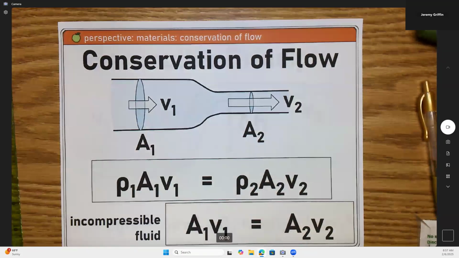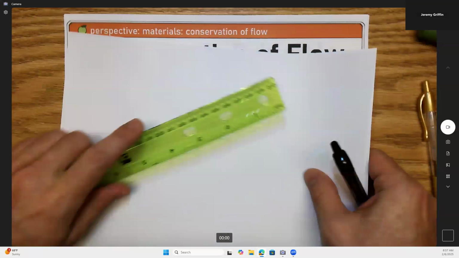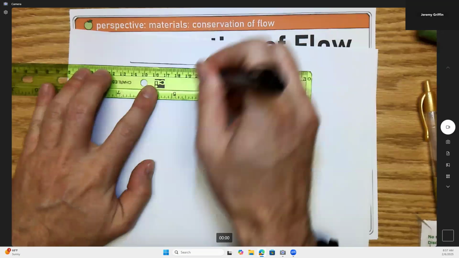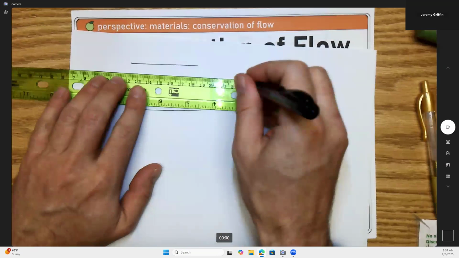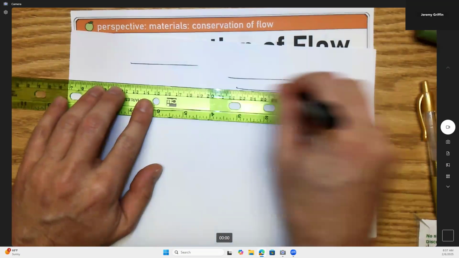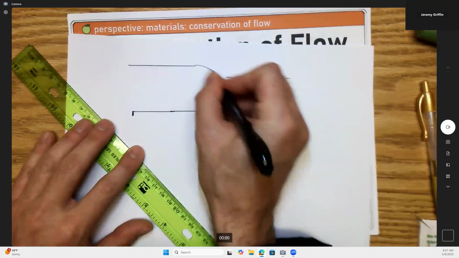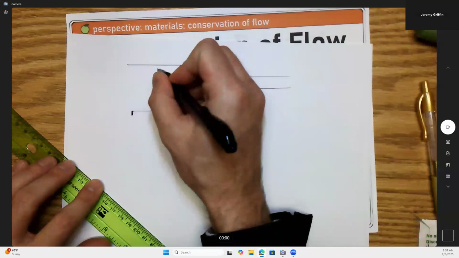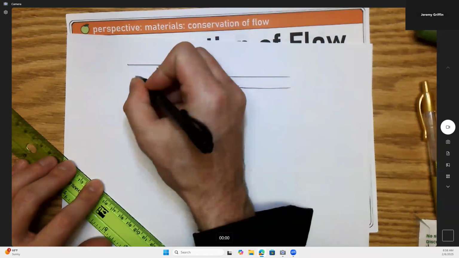So you've got water flowing through a pipe system. It could feed from a big pipe into a small pipe, is what I have here. So let's set up like that. A big pipe feeds into a small pipe. Big pipe, small pipe, right? So like this.